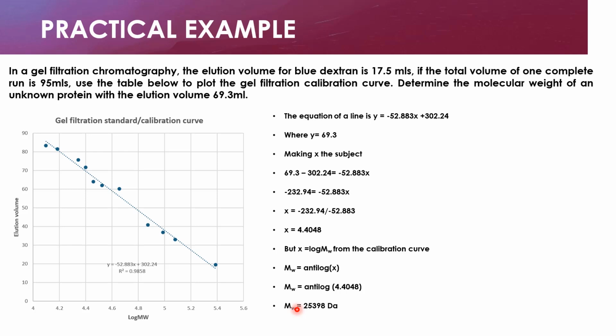So these are the three different ways by which we can determine or calculate the molecular weight of an unknown protein using any of the three types of calibration curve. And what we also have to note is that sometimes a question will limit you to a particular type of calibration curve. So whenever you are solving a question, you have to take note of that.